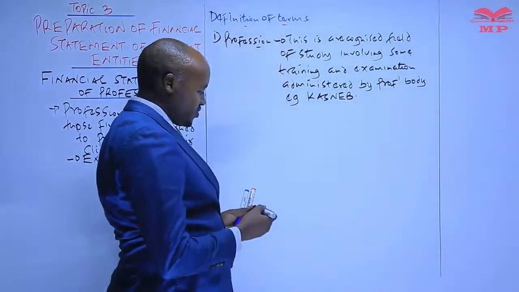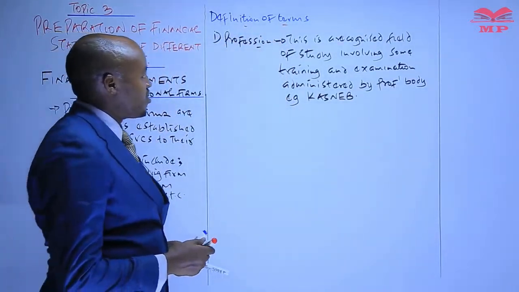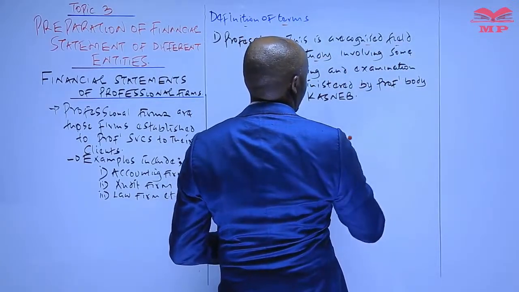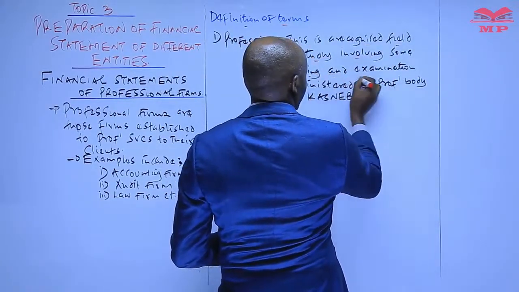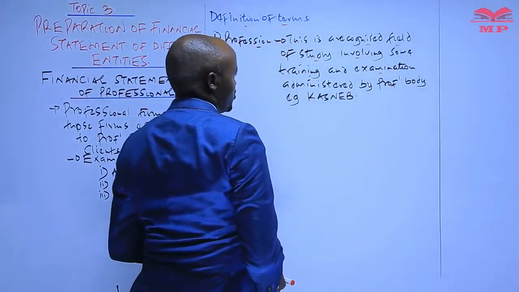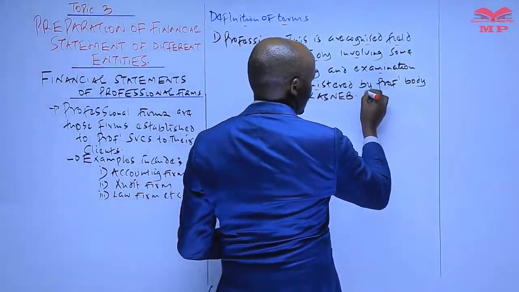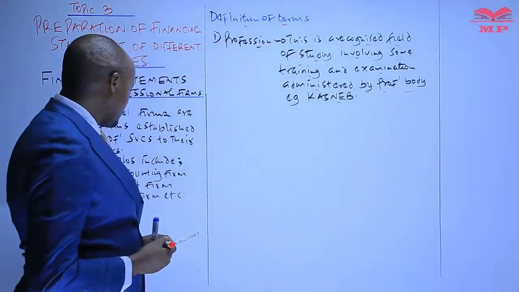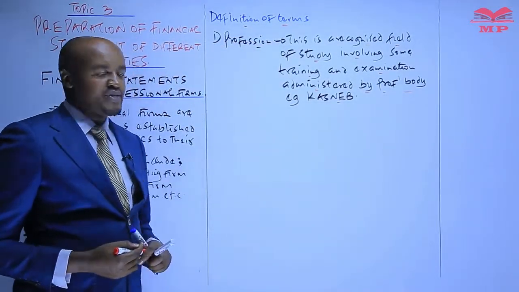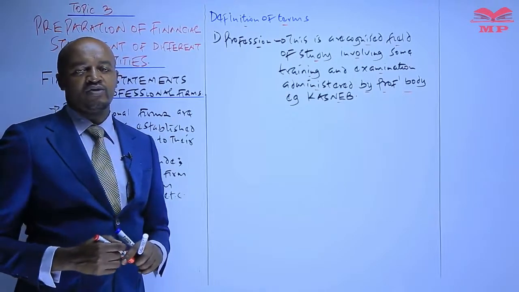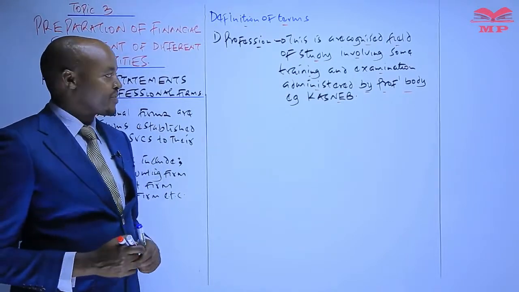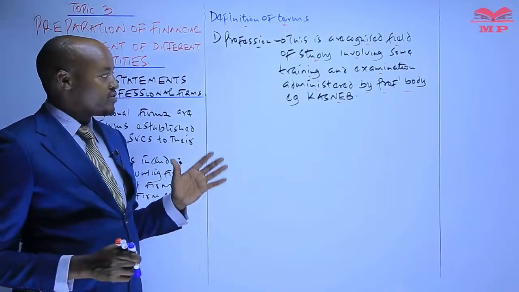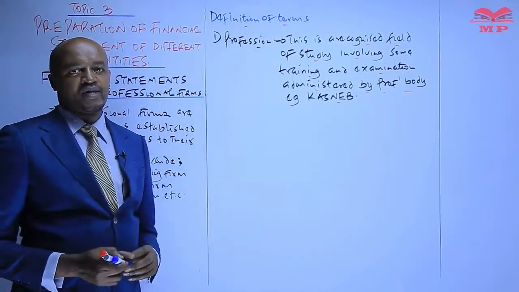So a profession here, we are saying, is that recognized field of study, which involves some training and also some examination. This examination is administered by a professional body, e.g. Kasneb. For instance, to set up an audit firm, or an accounting firm, you must be a qualified accountant. So for you to be a qualified accountant, you need to undergo some training.